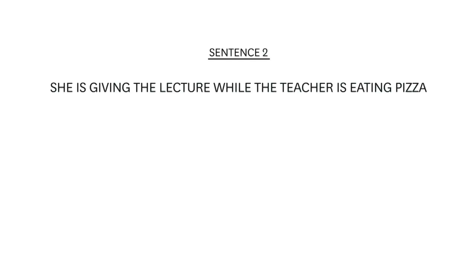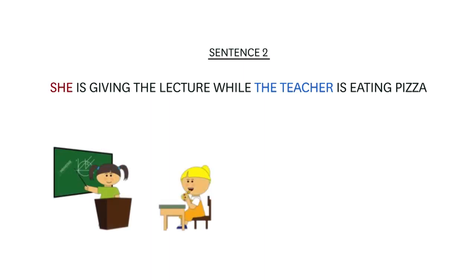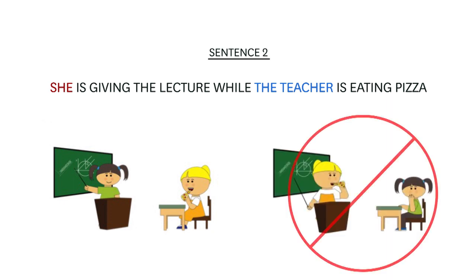Now let's see what happens if we swap the pronoun she and the noun phrase the teacher. Here is the sentence that results. She is giving the lecture while the teacher is eating pizza. Notice that one of the two meanings of the pronoun has disappeared. In this sentence, the pronoun she can only be used to refer to the female student. The pronoun cannot be used to refer to the teacher. According to linguistic theory, an abstract principle prevents the pronoun she from referring to the teacher in this sentence.